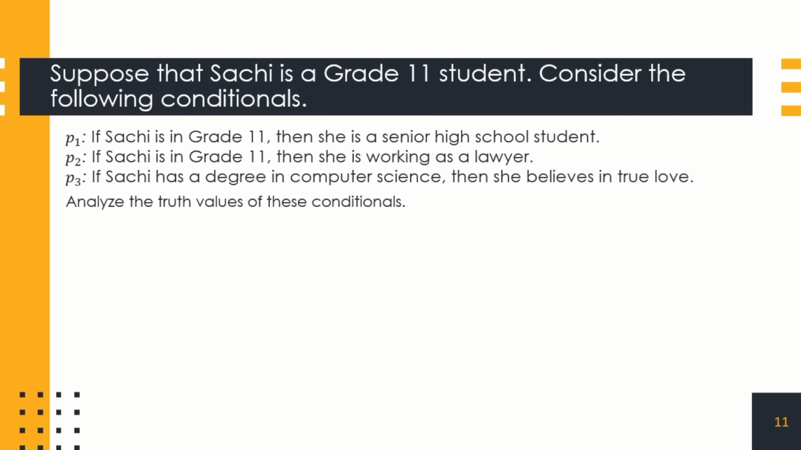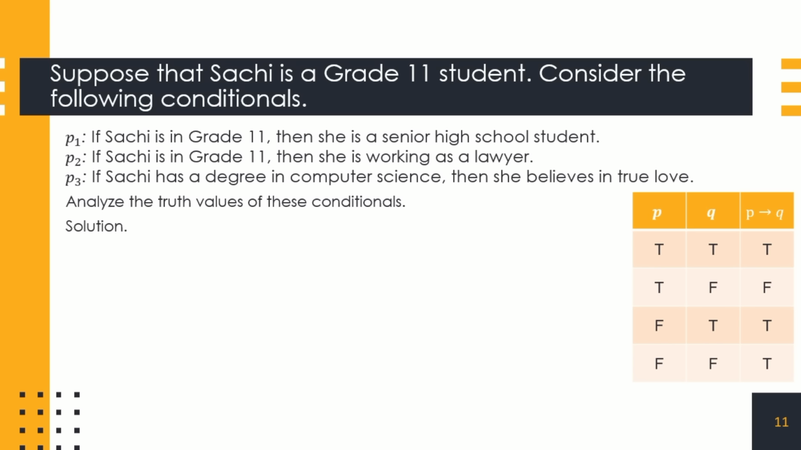So, analyze the truth values of this conditional. So, titingnan natin kung ang statement ba nung tatlo na yan is true or false based on the truth table. So, base dito sa truth table ng conditional natin. So, first, sa una, alam naman natin sa first statement that Sachi is a grade 11.